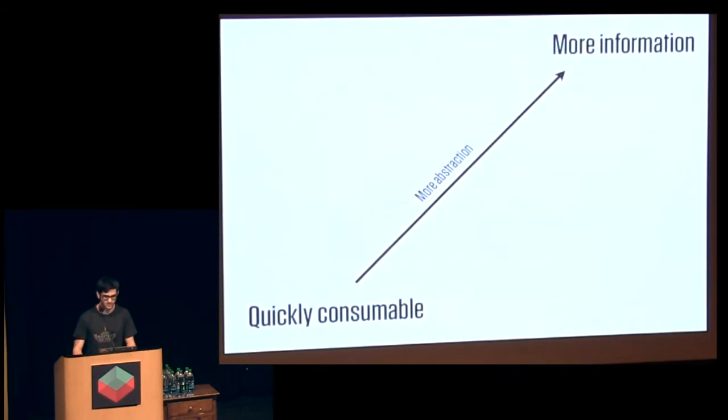So I'm going to introduce you to this little chart that I'm going to keep referencing throughout the rest of the talk. This is the principle of abstraction, information, and consumption. At the bottom corner are things that are easily consumable, but the trade-off is they don't contain much information. It's not very dense. As you go up and get more abstract, you become less consumable, but you gain a lot more information that you can consume more efficiently, but it's harder to comprehend.